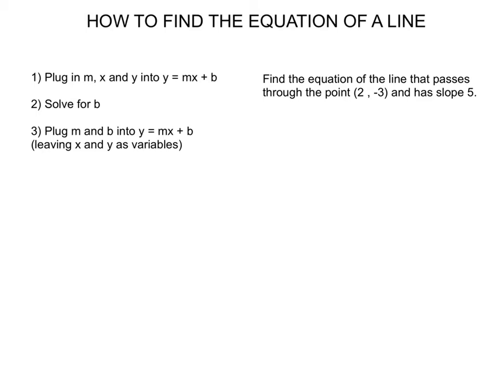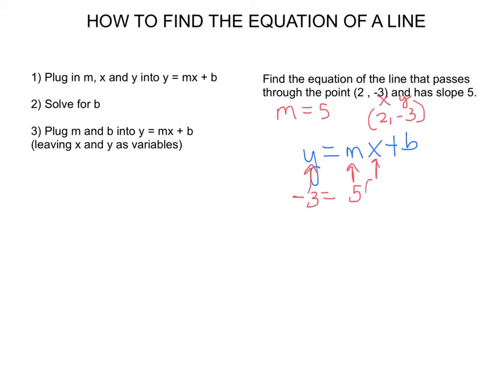So let's write down what we know. We know that m is equal to 5 and that our point 2, negative 3, that's our x, and that is our y. So we write down y is equal to mx plus b, and we fill in what we know. Well, we know that y is negative 3, m is 5, x is 2, plus b we don't know. So we get negative 3 is equal to 10 plus b, and so b is equal to negative 13.